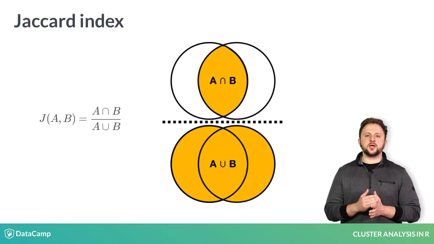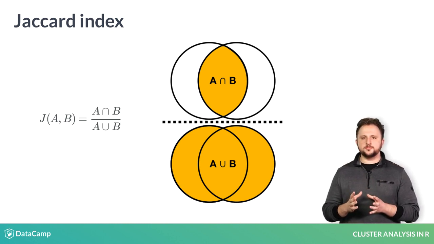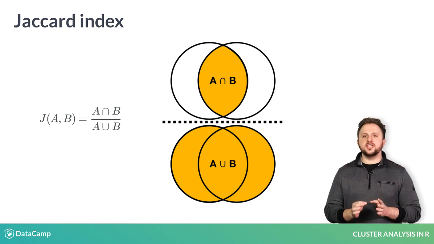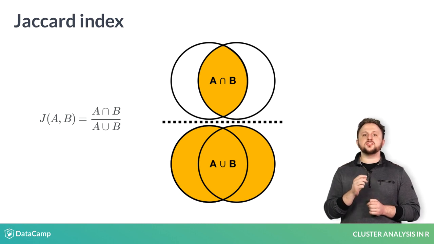This measure of similarity captures the ratio between the intersection of A and B to the union of A and B, or more intuitively, the ratio between the number of times the features of both observations are true to the number of times they are ever true.